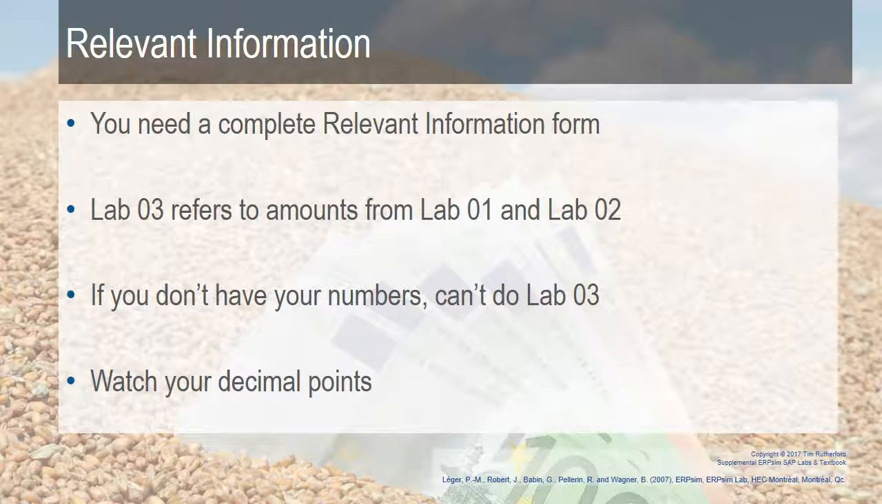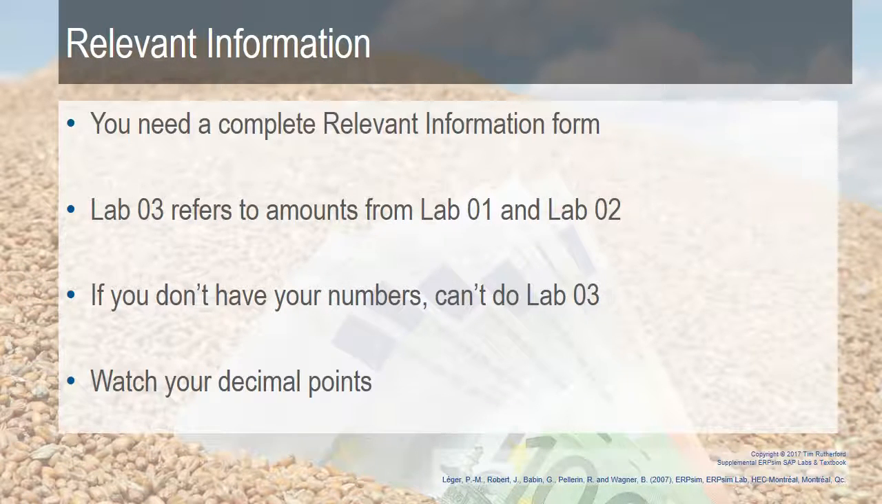Within Labs 1 and 2, you were instructed various times to record information on the relevant information form in the last page of the textbook. Lab 3 refers to those amounts. So some of the information, the euro amounts from Labs 1 and 2, show up in Lab 3. If you don't have the numbers, you can't do Lab 3. On the relevant information form, at the very bottom, there's a little paragraph that kind of says, if you're looking for this, go here. If you're looking for this, go here. There are not detailed instructions on how to find that data. You're kind of figuring it out as you go along.